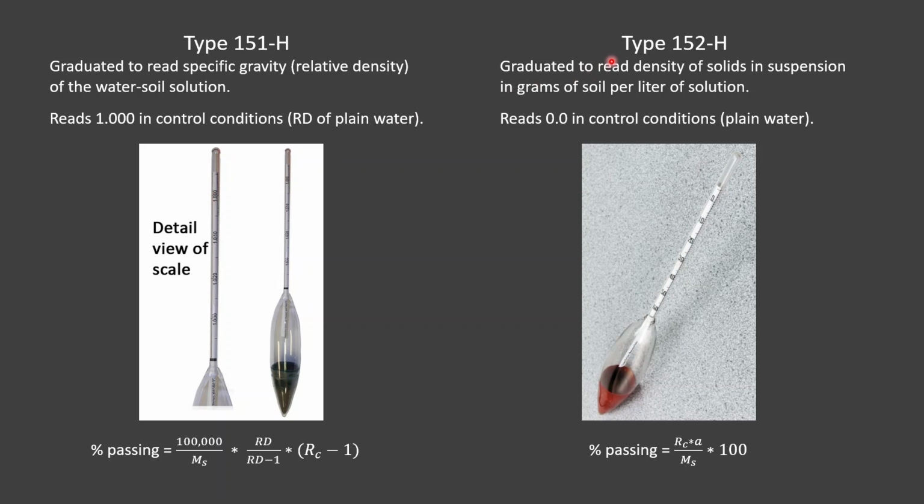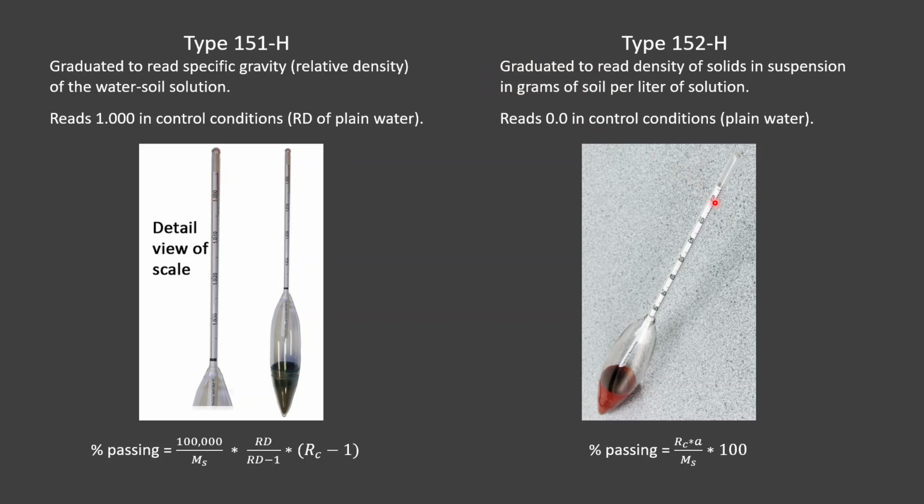The 152 hydrometer is graduated to read the density of solids in suspension in units of grams per liter. So it's not measuring relative density anymore. It's measuring actual density. And actual density in plain water is 0 because there's no soil particles in that solution, right?